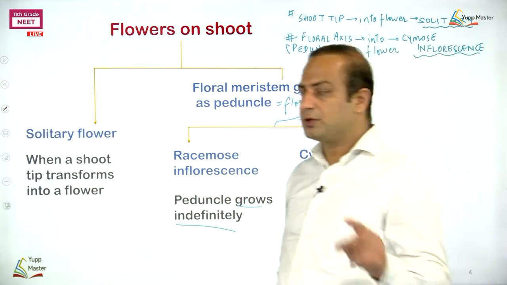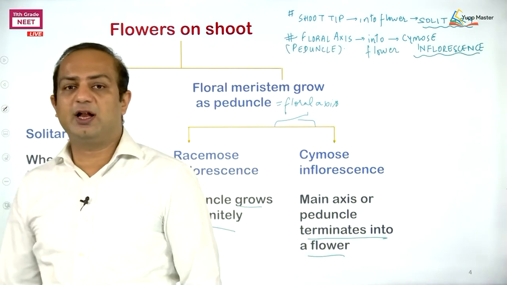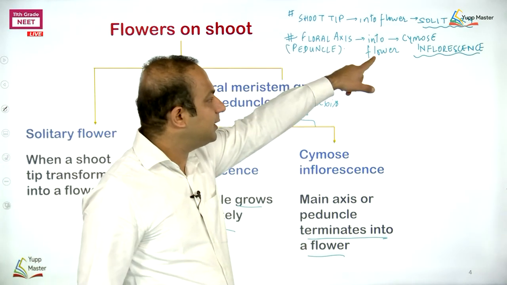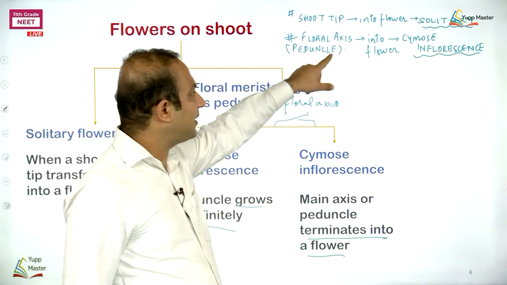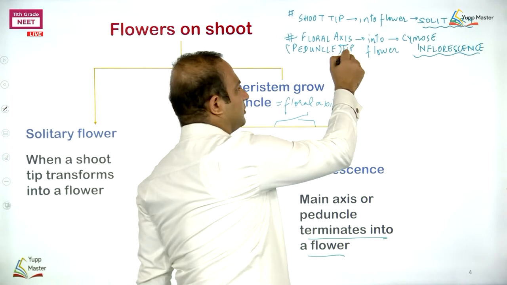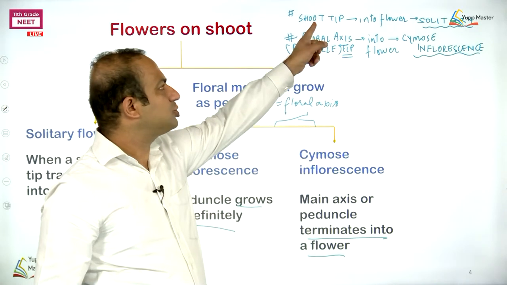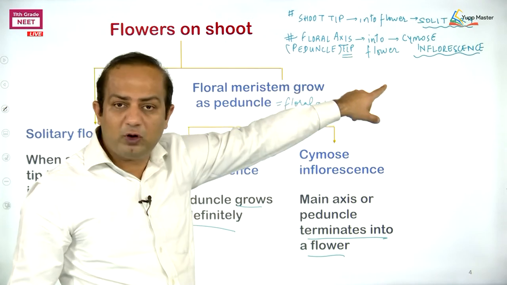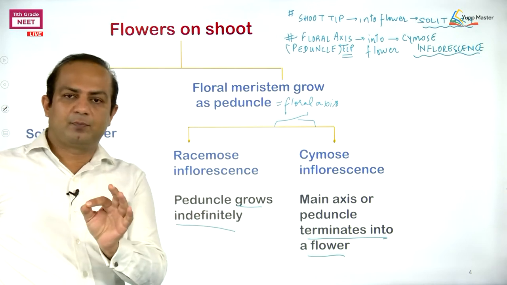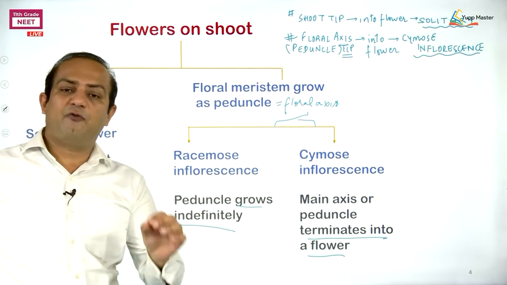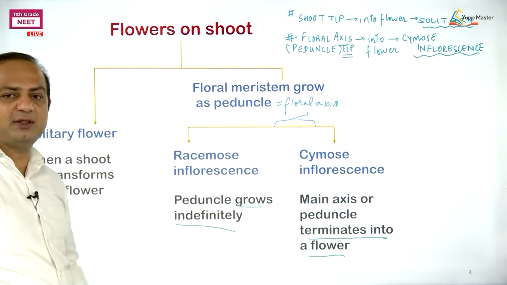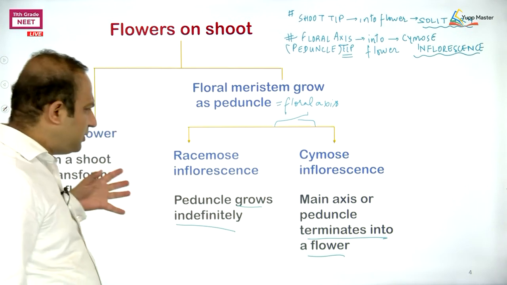So when it is cymose, they are saying the floral axis is turning into a flower at the tip. Remember, the floral axis tip. The tip into flower: when shoot tip, solitary. When the tip of the floral axis, cymose inflorescence. Flower at the tip of shoot, solitary. Of floral axis, cymose inflorescence. Be clear about this. I have identified the common thing between them.